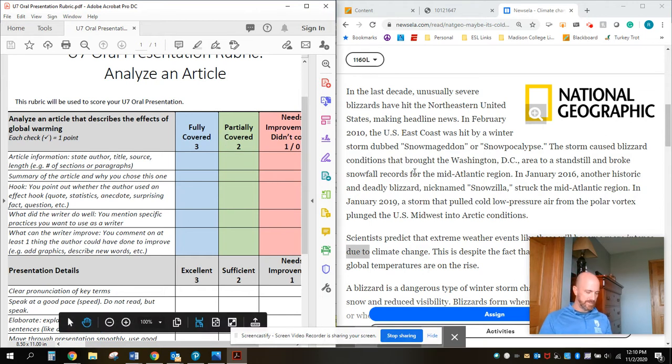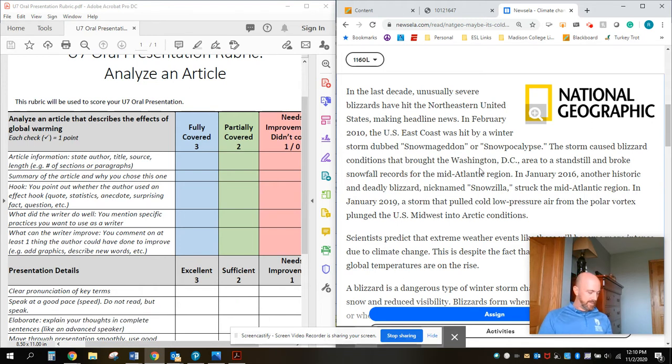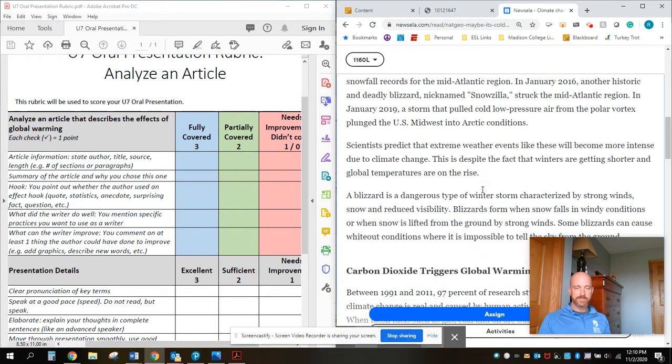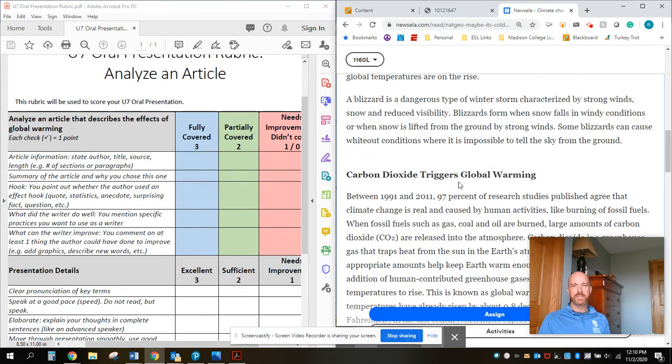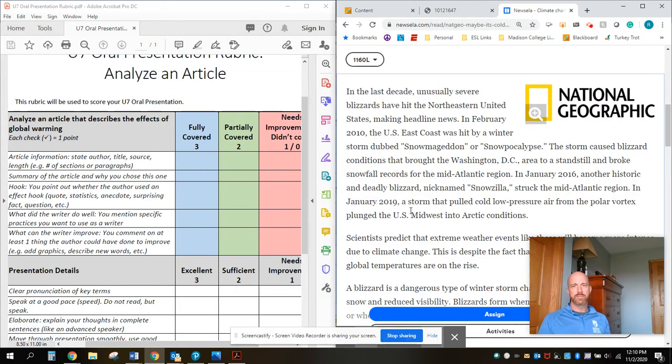What did the author do well? A few things. In the hook, I do like these Snowmageddon, Snowpocalypse, and Snowzilla, but I think a little reference to what those are for non-native English speakers would be good. In the first section, paragraph 1, I think it would be helpful to have a map when they're talking about the mid-Atlantic region and the Midwest and the Arctic region, DC. They're naming a lot of places, and so I think a map could help.